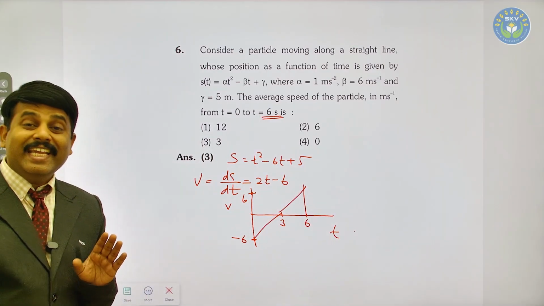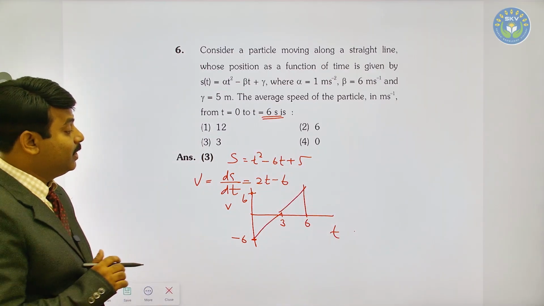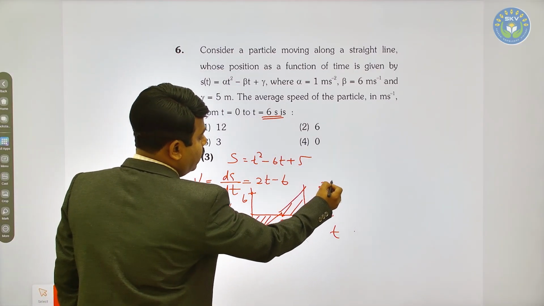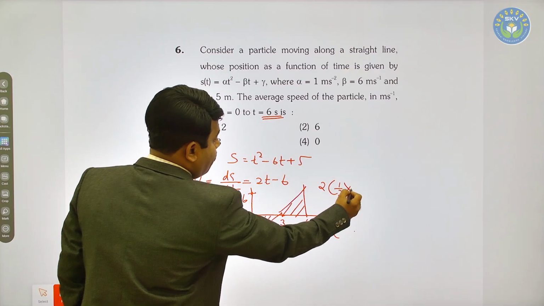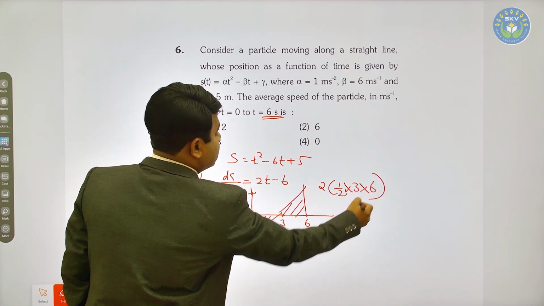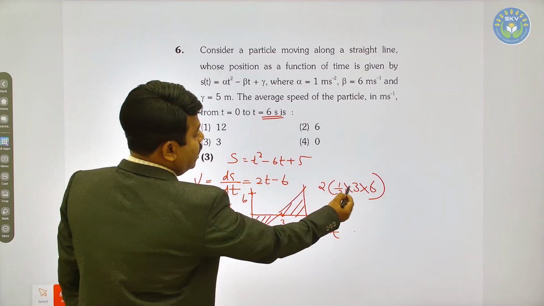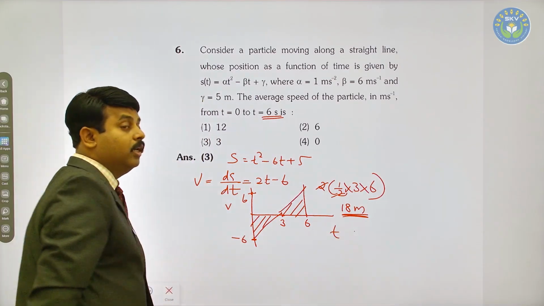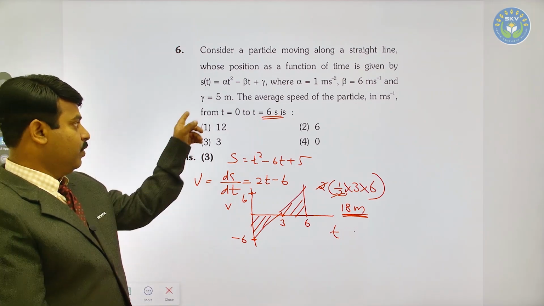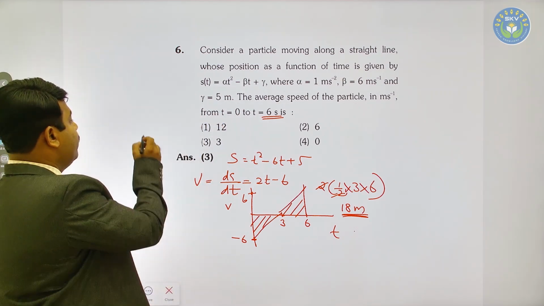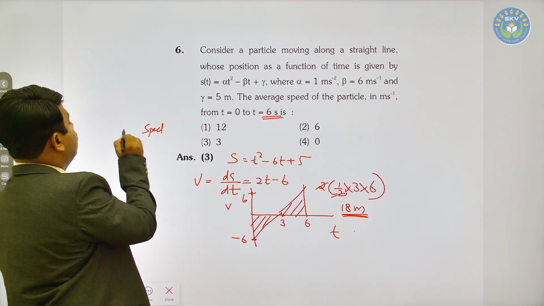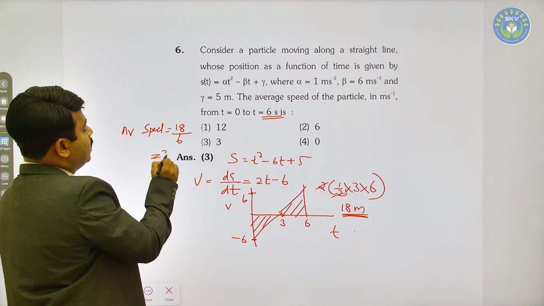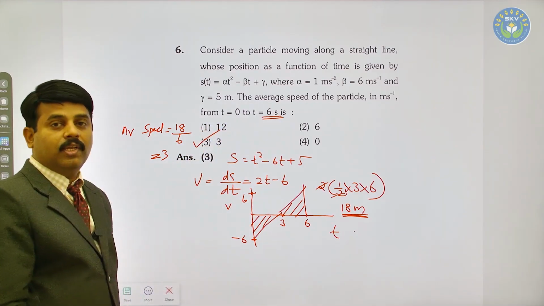Now, you know, the area of the velocity-time graph is what? That is the distance without considering the magnitude. Then 2 times half into base into height. This is the distance, right? This 2 cancels, 18. So 18 meter is the total distance covered from t is equal to 0 to t is equal to 6. Then average speed is equal to distance by total time, that is 18 by 6 is equal to 3. Then option 3 is correct, right?